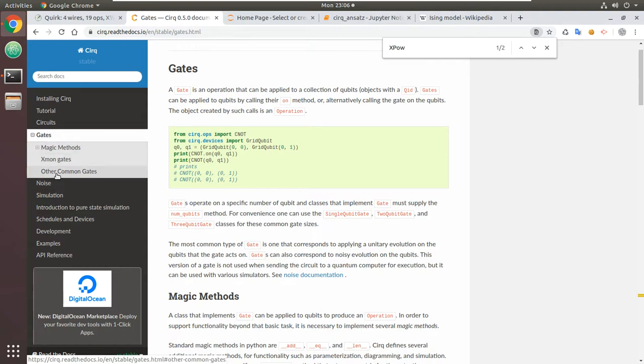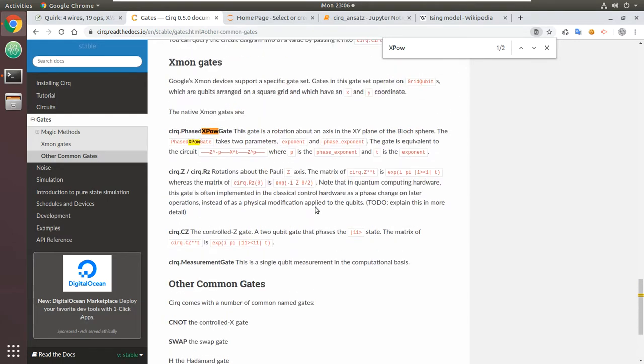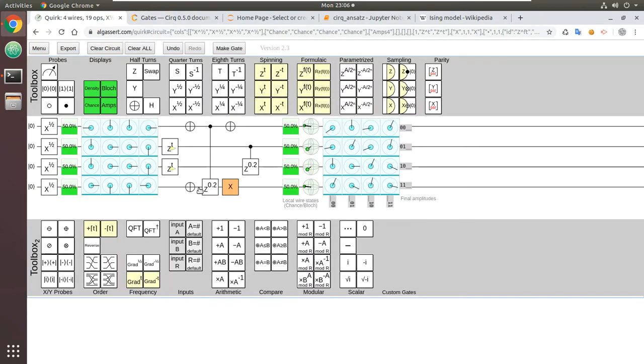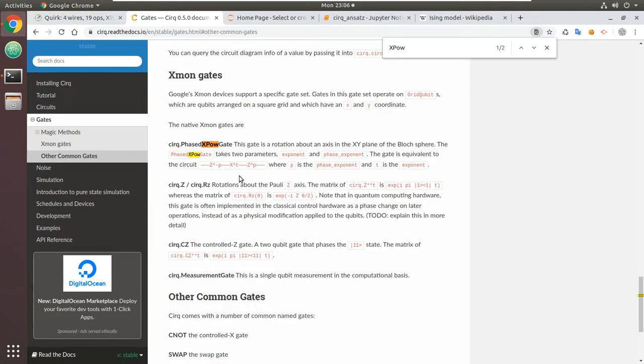I would like to know what the... okay, something is not right. I might not be using the right gates in here. That gate is equivalent to the circuit. P is the phase exponent. T is the exponent. No. Circ Z, circ RZ, rotations about the Pauli Z axis. The matrix of this is this. But this is not Z pow.